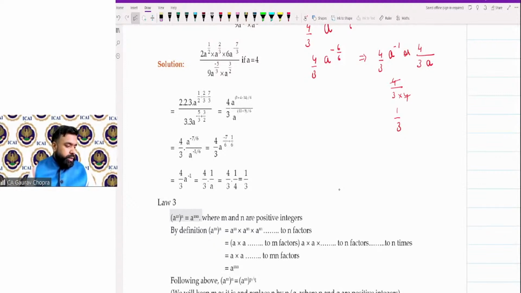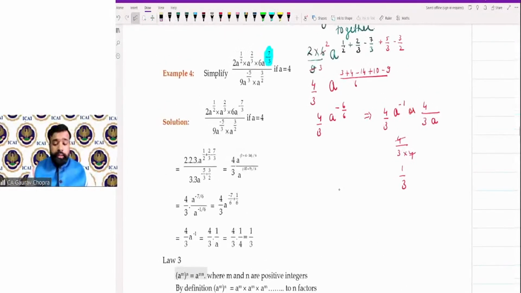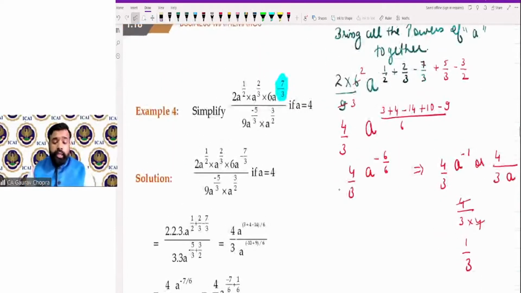Okay, some of the people are saying, can you please repeat? Okay, no worries. See, in this question, there are numbers and base a. So we have taken all the numbers together, like 2, 6, and 9. All remaining are in terms of a. So we have written a, and now everything is in the power of a. In the numerator, the power is 1 by 2, so we have taken 1 by 2 as it is. Then power 2 by 3, we have taken 2 by 3 as it is.